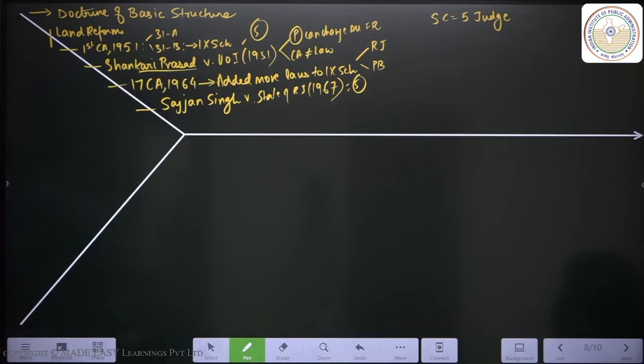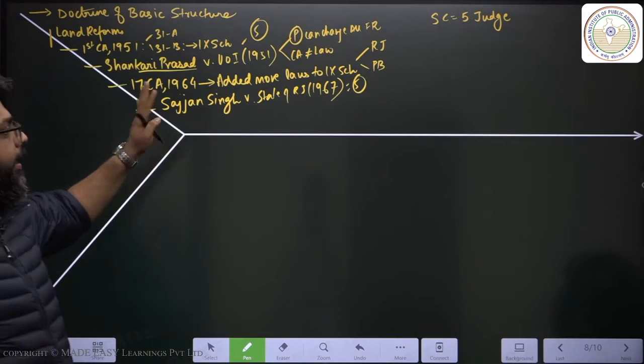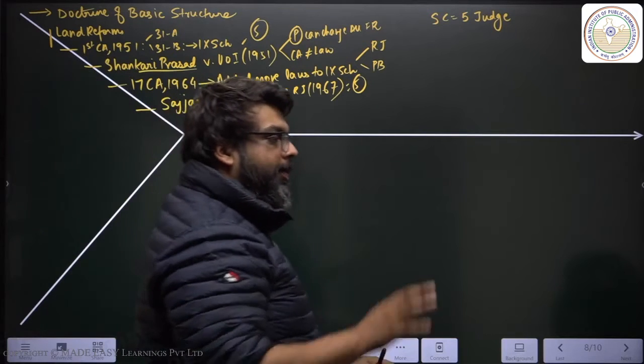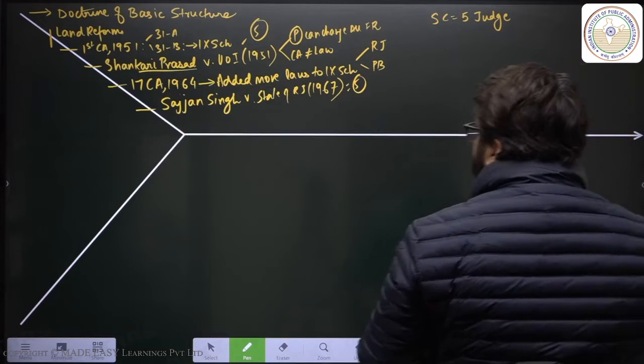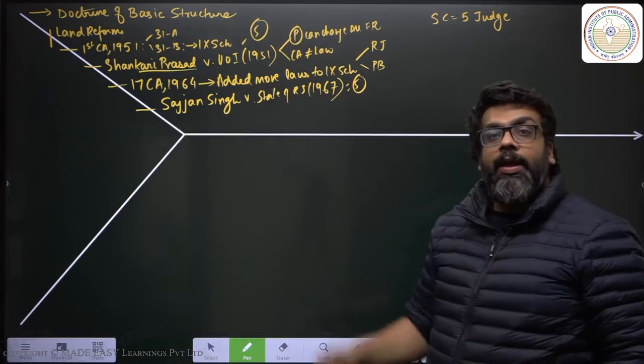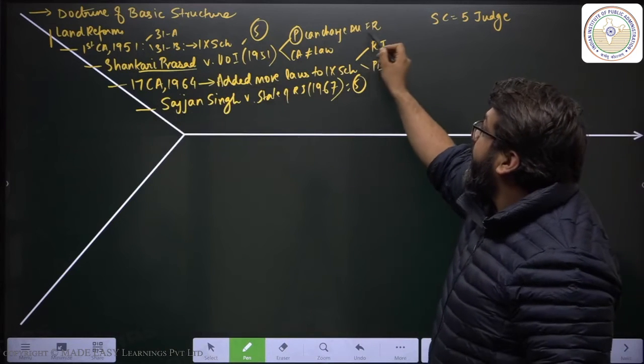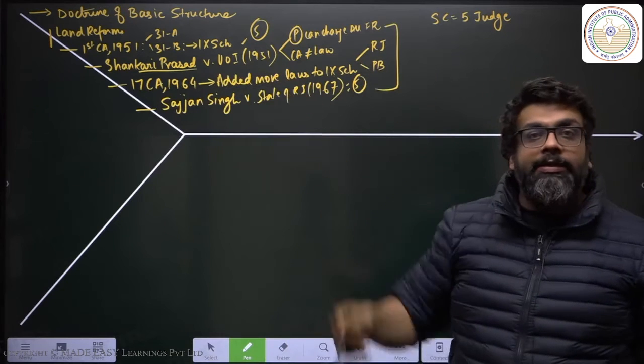And here also, in the Sajjan Singh case also, 5 judges, and they said the same thing. But the difference is, what did the lawyer argue? The lawyer can't argue the same thing here. The judge will throw the case out.